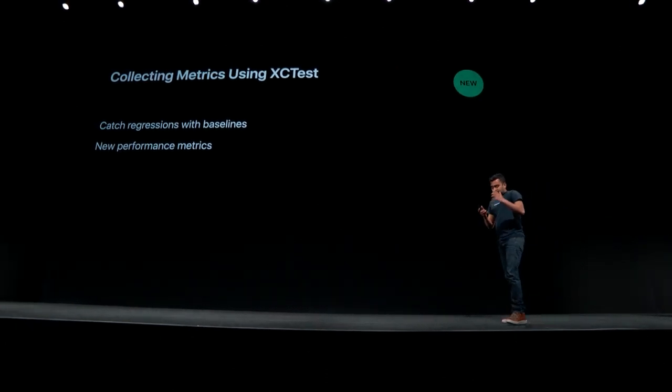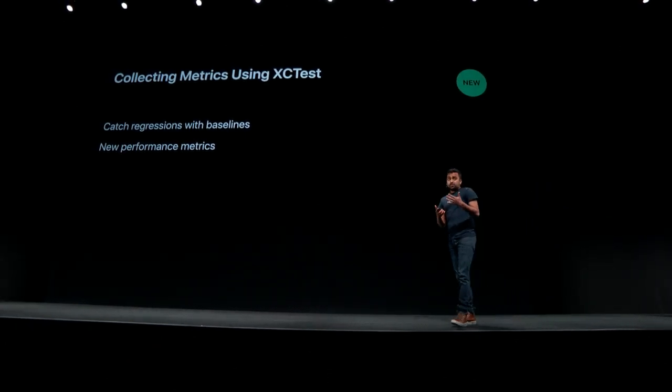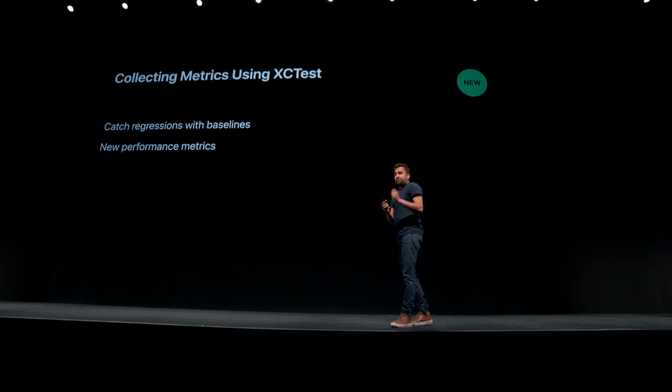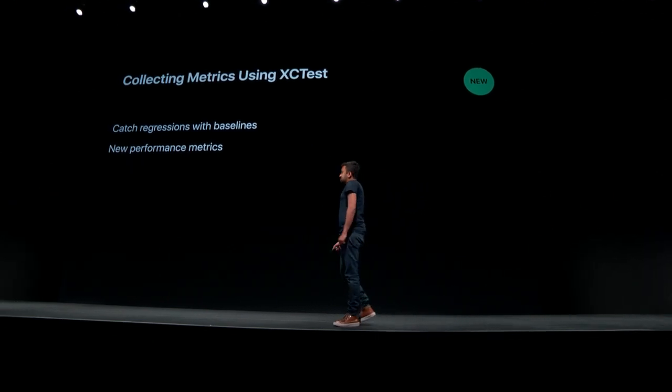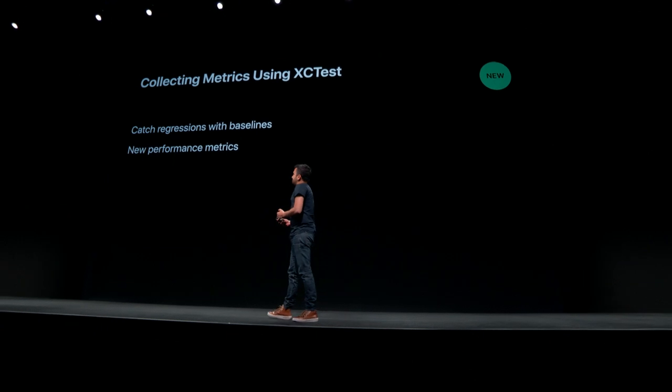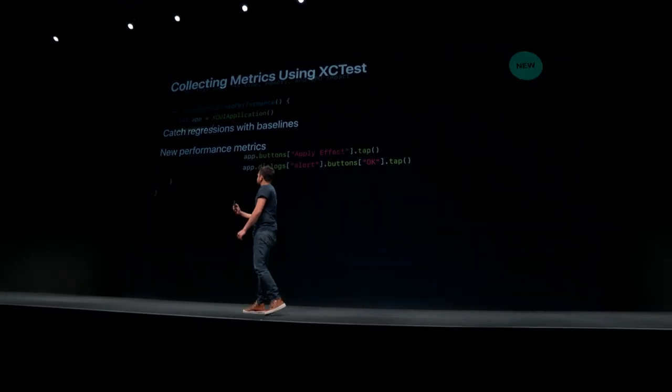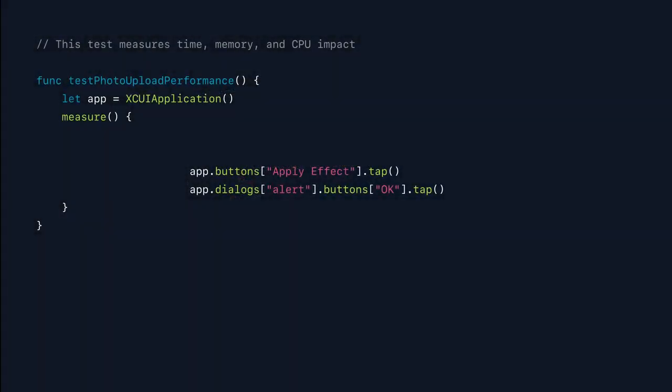But then, till last year, the only metric you could measure was wall clock time. Performance has more dimensions. So this year, we've added new performance metrics into XCTest. So let's take a look into the details.